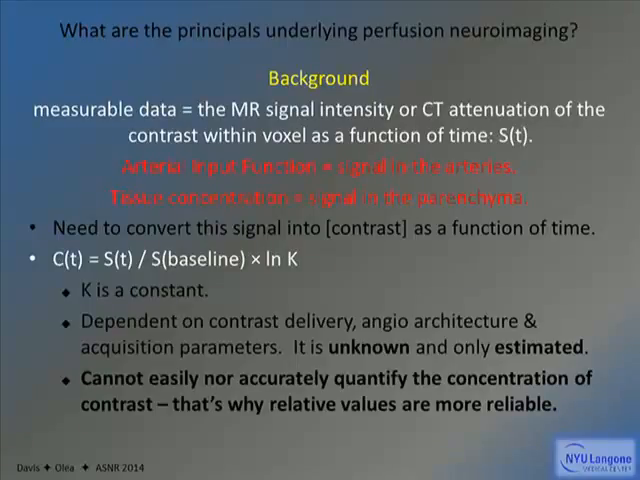So we're one slide into this lecture, and already we've encountered a problem. The natural log of K is not known. This is a constant, and it is dependent upon angioarchitecture and the acquisition parameters that we use during our perfusion imaging. Since K is estimated, we cannot accurately quantify the tissue concentration in a given voxel. And that is the reason that we tend to use relative values in perfusion imaging.